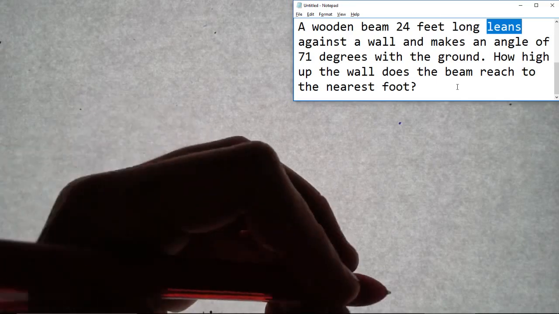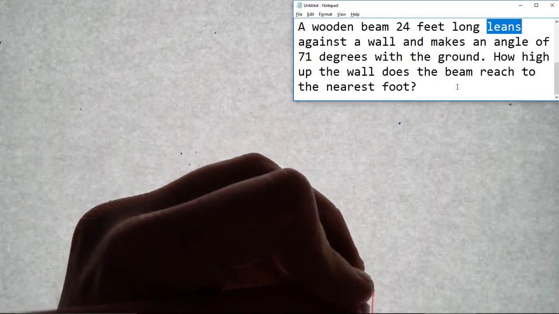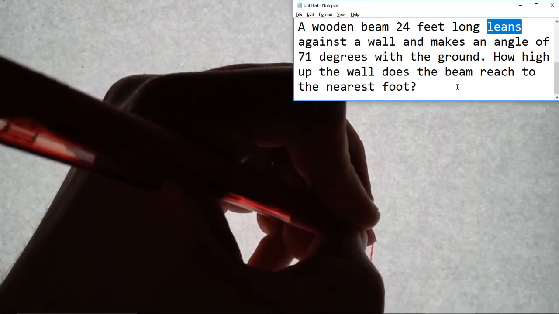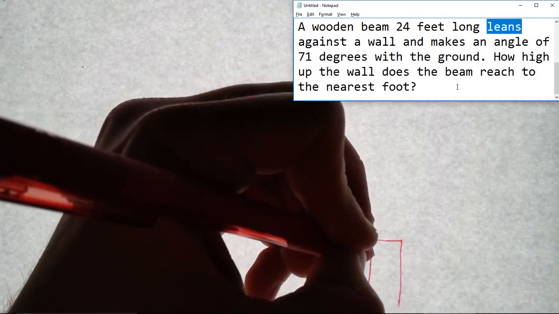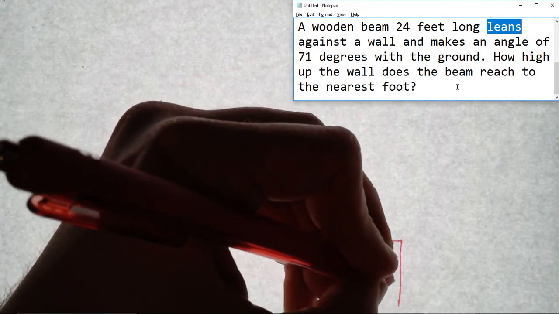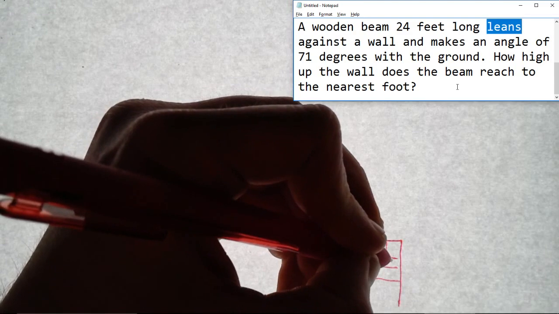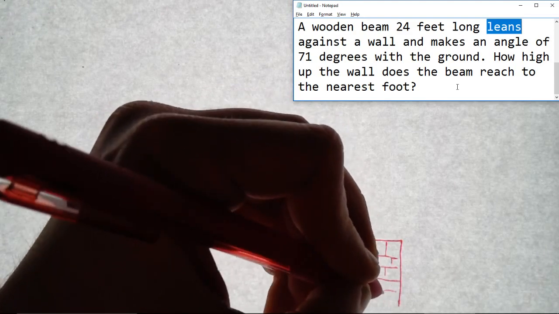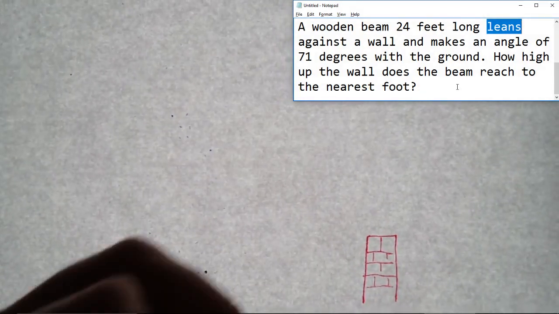And that word, let's say I've got some wall over here. I'll make it a nice brick wall. It doesn't need to be all even bricks. Look at that. Beautiful.